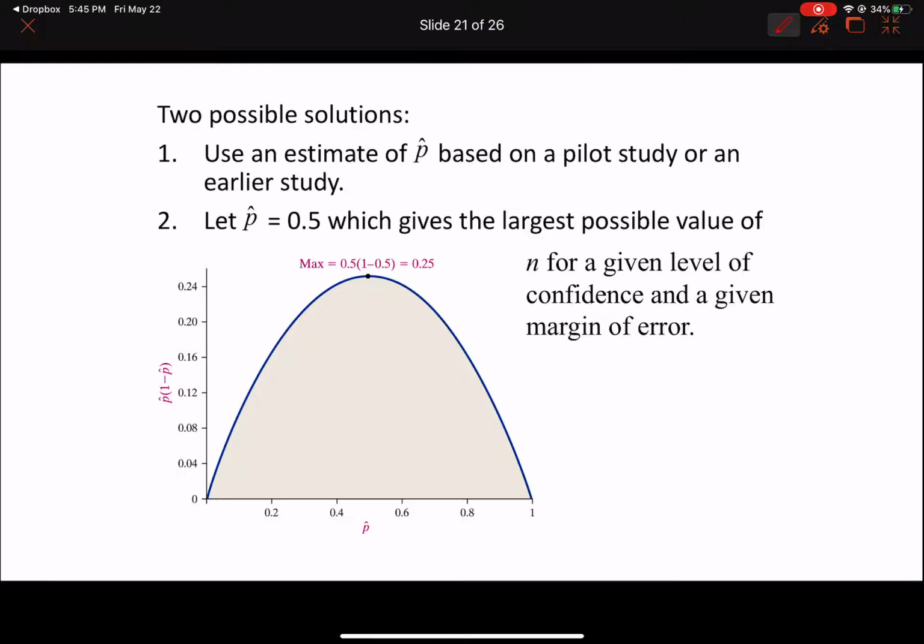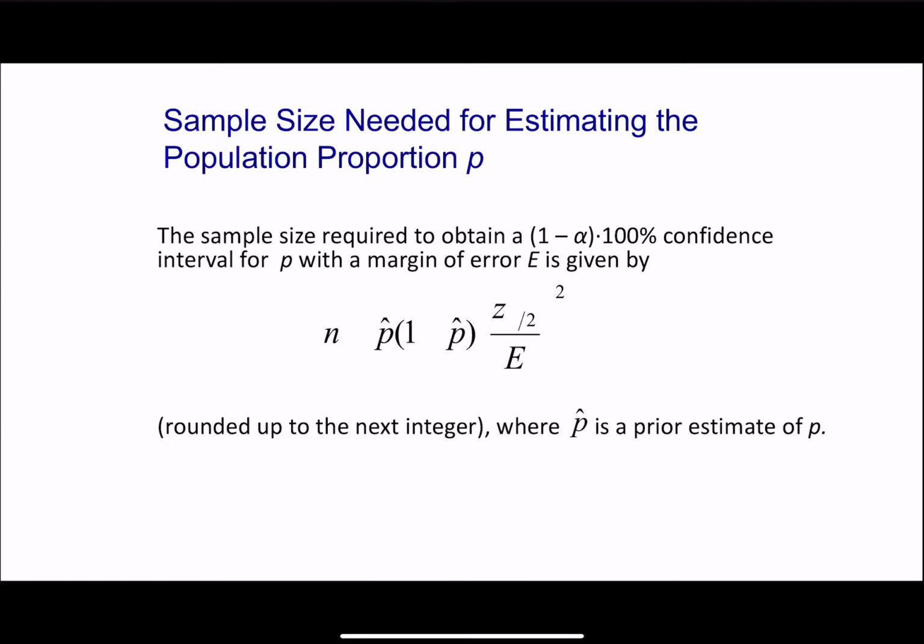or you can use this right here. You can just call p hat 0.5, and it's going to give you the largest possible value of n for the given confidence level and margin of error. However, it's not quite as accurate. You're going to have a lot larger sample size if you do it this way. We're going to do two of them later that are going to use that. So these are our two possible solutions. So let's do one of those problems right now.